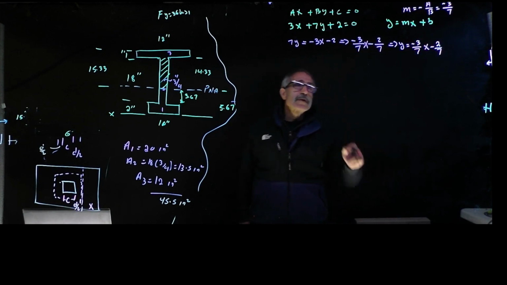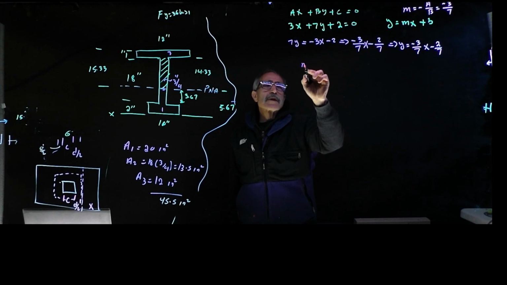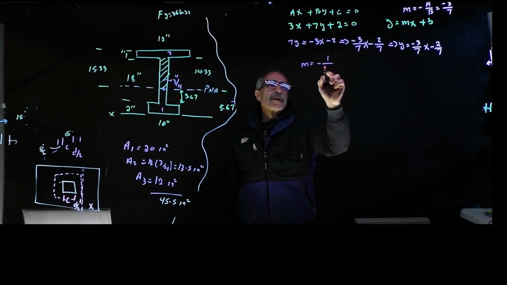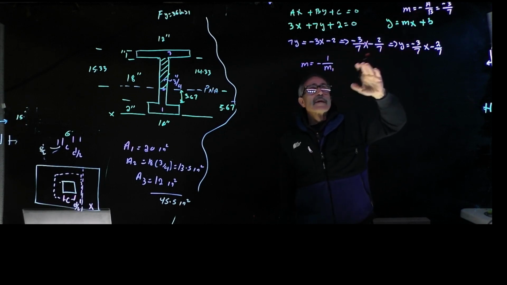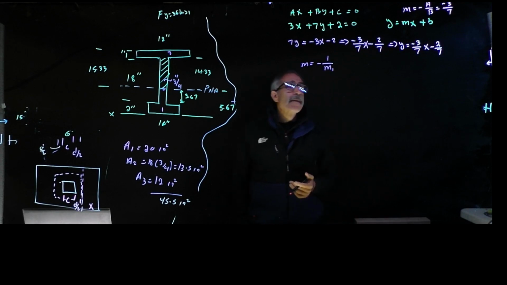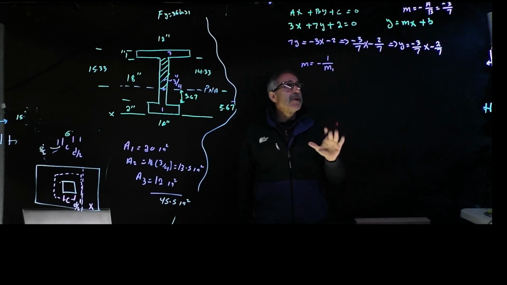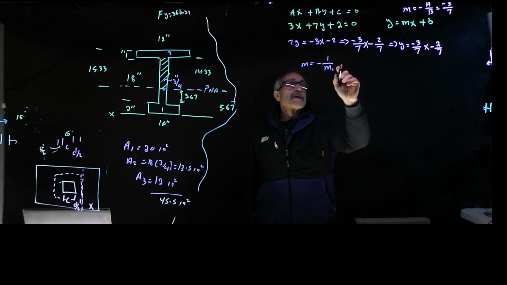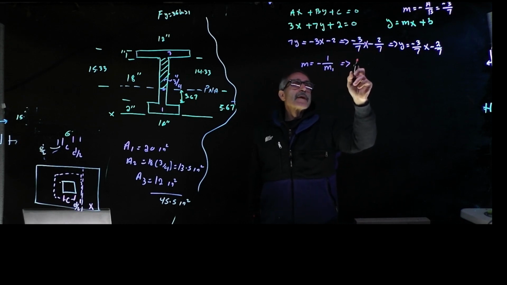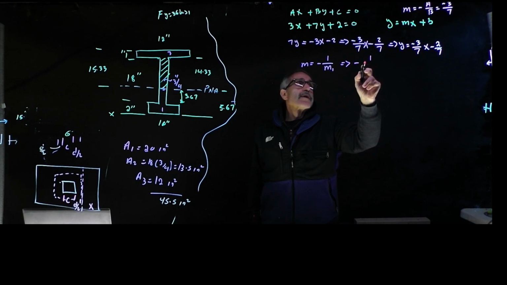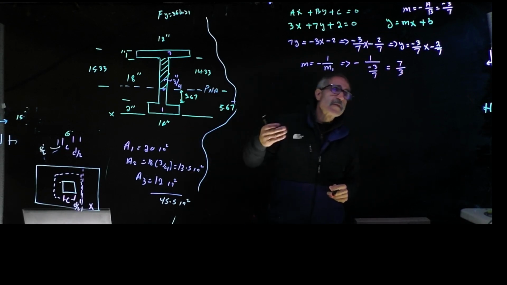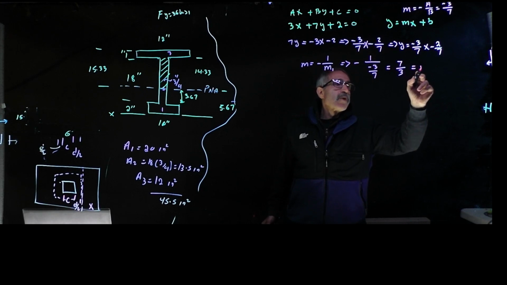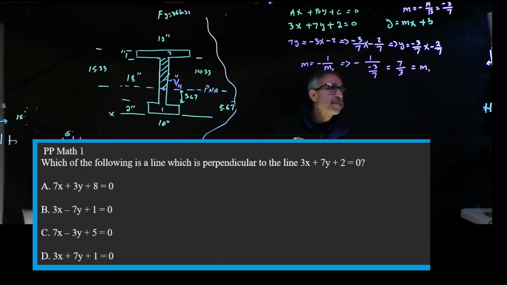But also in the handbook it says, if you want to go perpendicular, your m is going to be minus 1 over m1. So if this is the m1, it'll be reversed and negative. But you've got to be careful here. If I do that, that's going to be minus 1 over minus 3 over 7, which is equal to 7 over 3. So the slope of the next line is going to be 7 over 3. That's going to be our m of the perpendicular line.